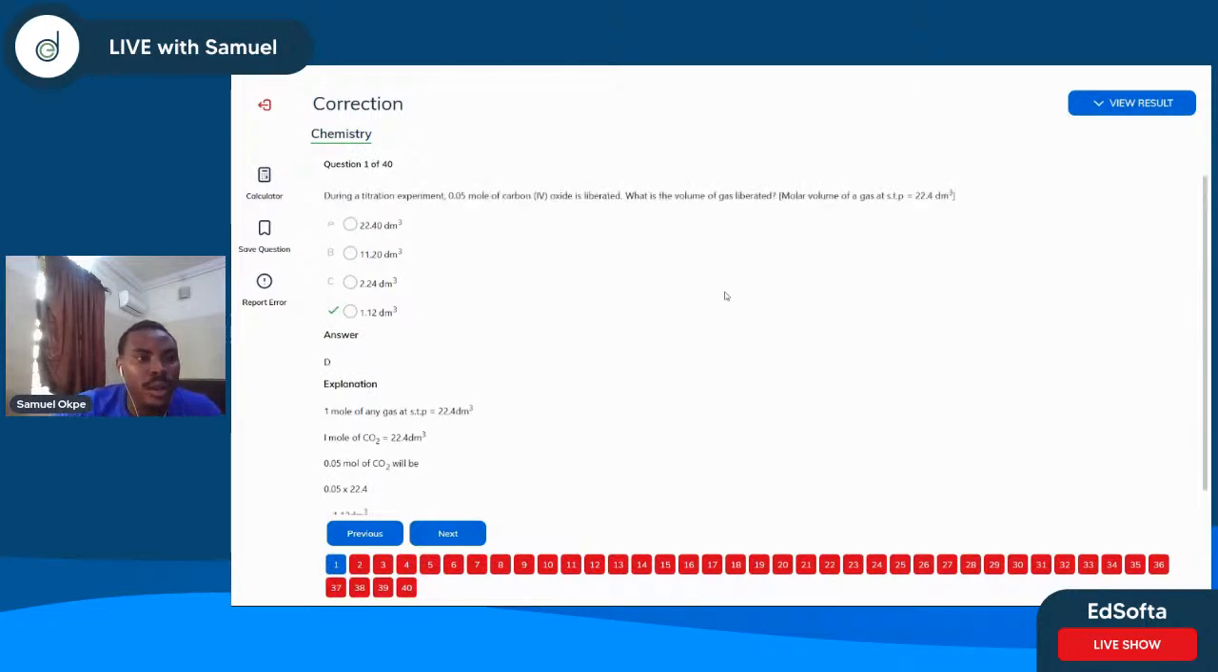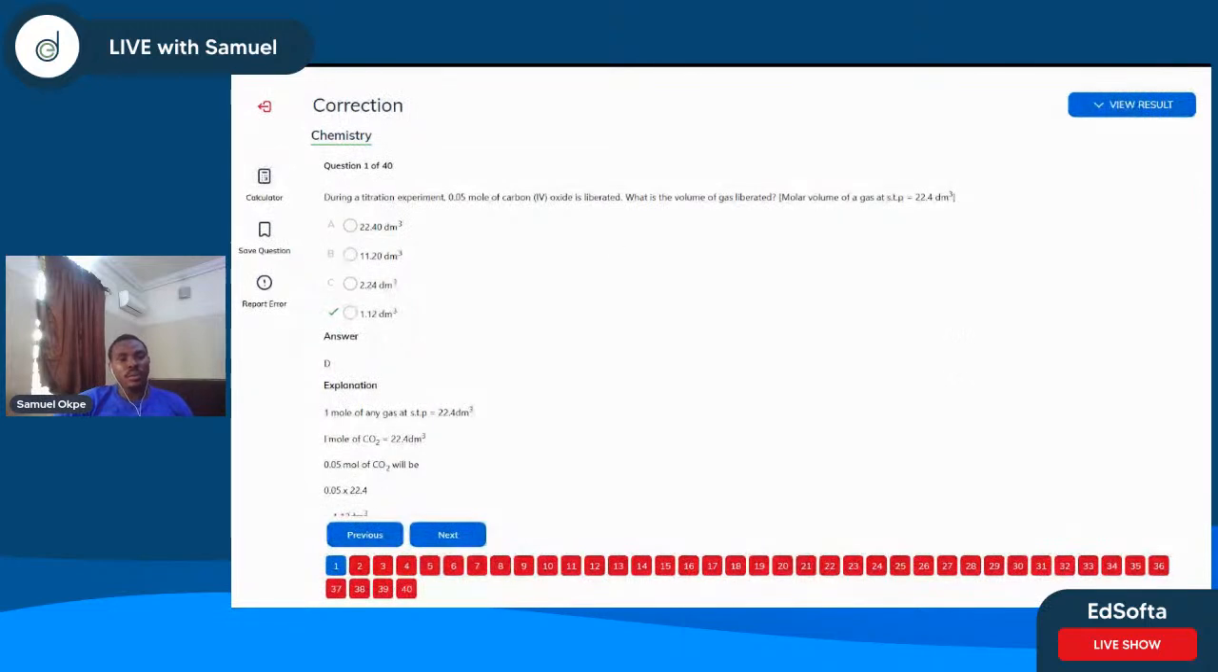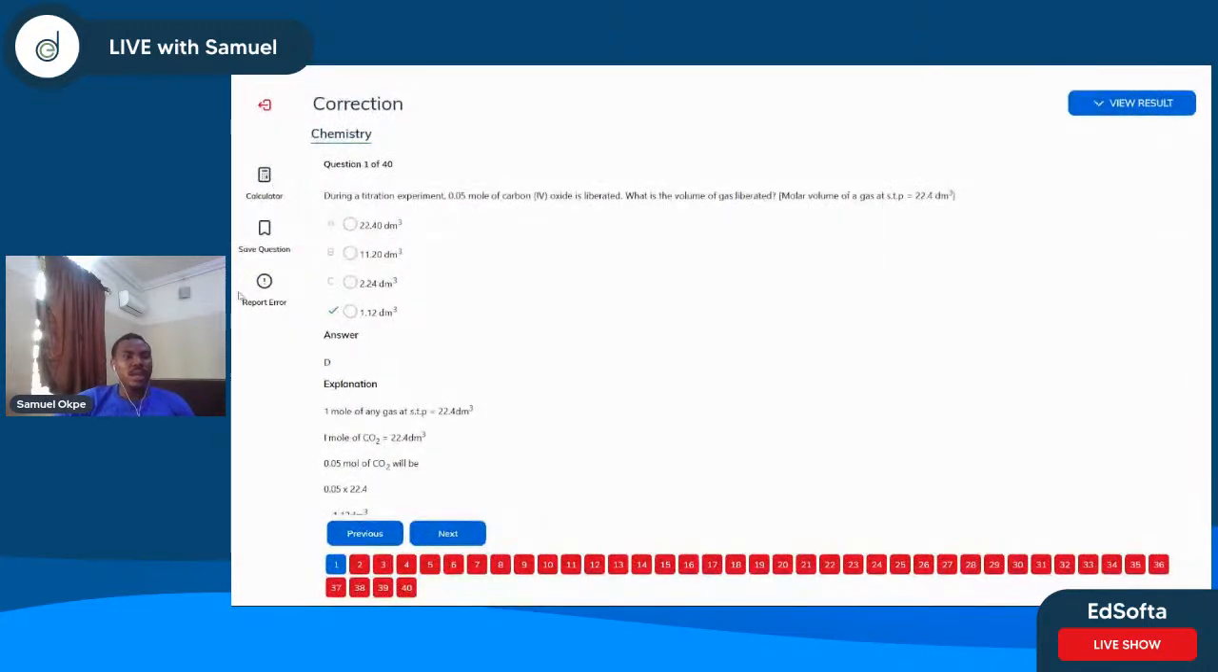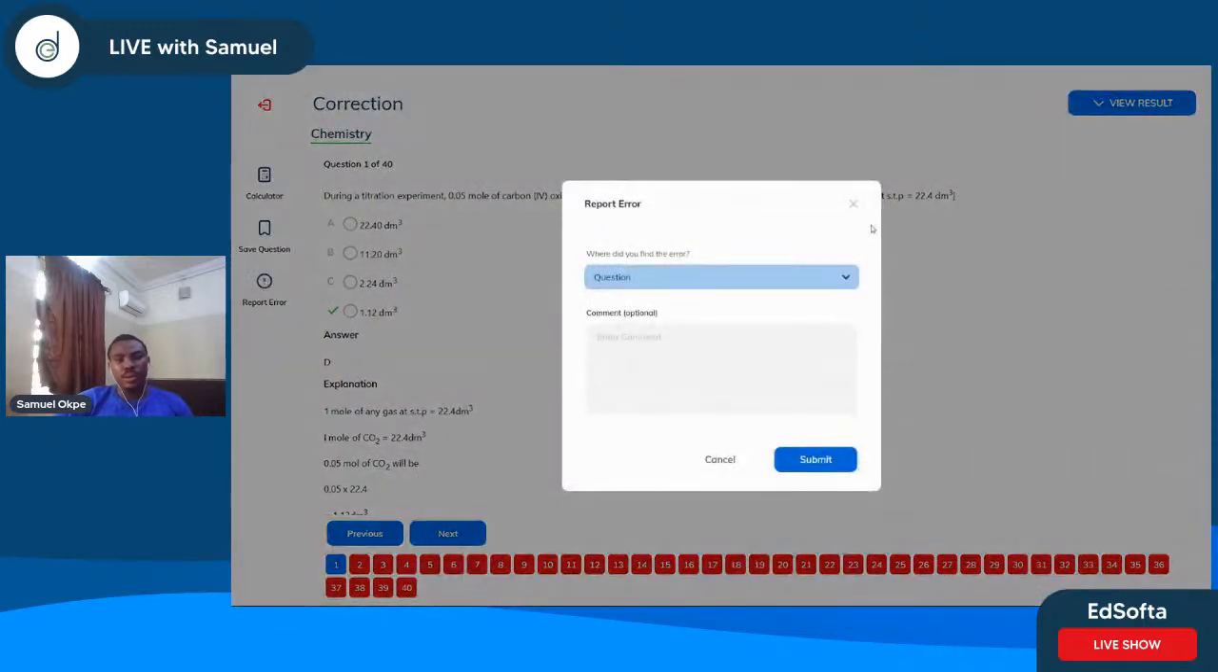So the first question that we have, during the titration experiment, this is what the practice scheme looks like. You can see the question, you can answer the question. Well, this is a submitted version of it, so that we can just see. You can save a question. If you are doing maths, you can load the calculator. If you feel there's an error, you can also report the error.